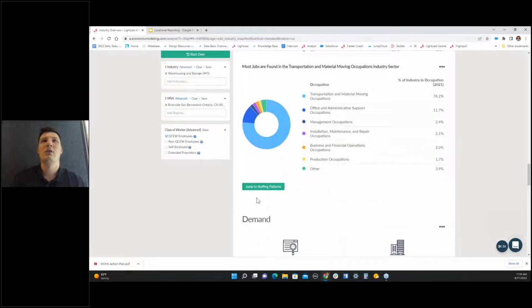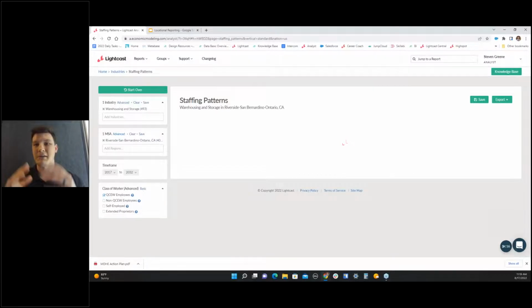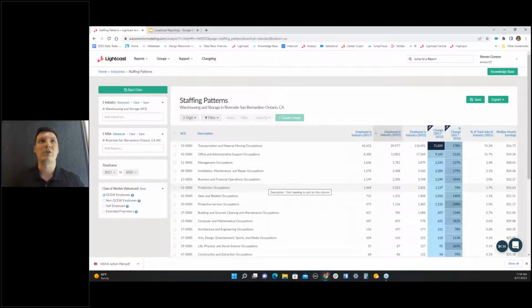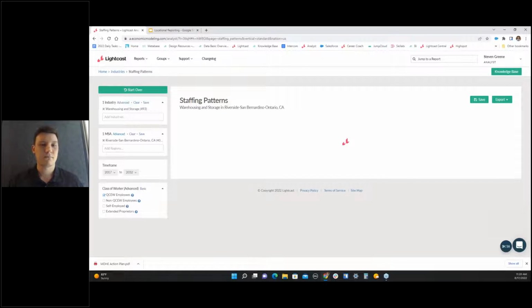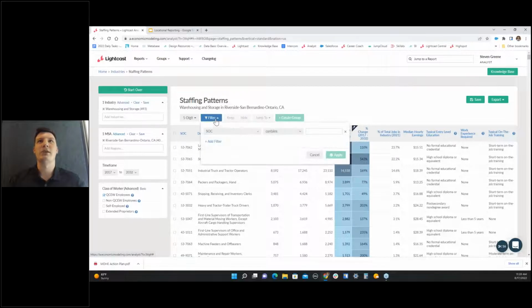Just fascinating. I want to jump to staffing patterns. So as I mentioned earlier, these staffing patterns are going to be how much of what occupation fills into our industry according to our region. So I have some occupations highlighted right here. See that growth? Probably no surprise, transportation and material moving occupations are the top growing. I'm going to expand this to 5-digit. And then I'm going to filter for education level. Greater than bachelor's degree.